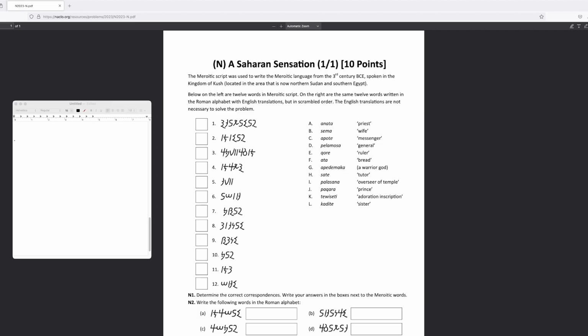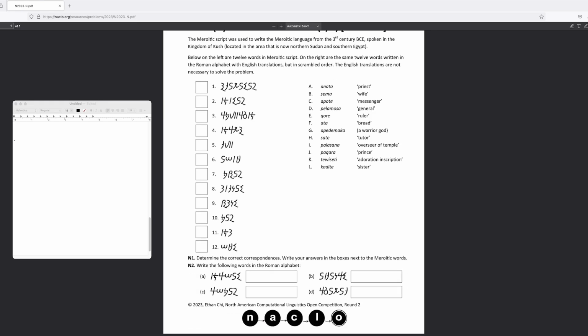And so we'll just look at what we have here. It's basically a matching problem. On the right, we have these words transcribed from the actual writing system itself into English. And then we have to correspond these transcriptions to the Meroitic words on the left side. And then once we've done that, we need to transcribe into the Roman alphabet these Meroitic words at the bottom over here.